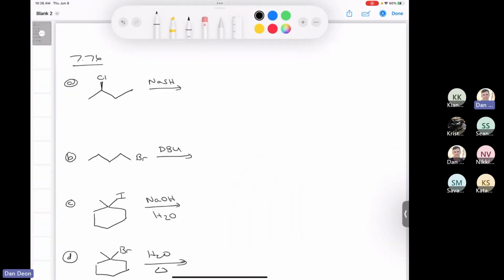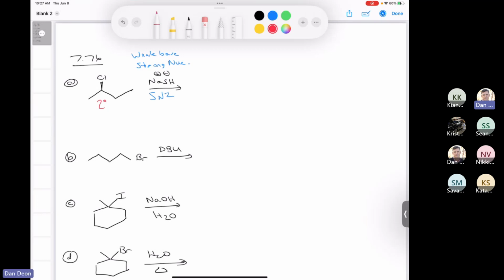All right, so question 7.76. Let's start out with the first one. So we've got a secondary alkyl halide. We've got SH minus, which is a sulfhydryl ion, so Na plus and sulfhydryl. So remember that sulfhydryl is considered a weak base, but it's a strong nucleophile. So we'll put here weak base, strong nucleophile. So the only mechanism that's going to occur here is an SN2 and nothing else.